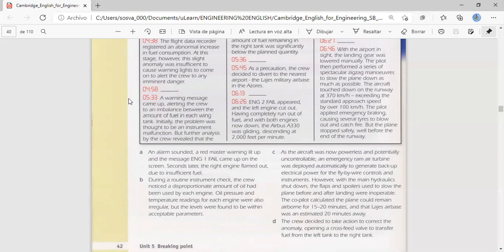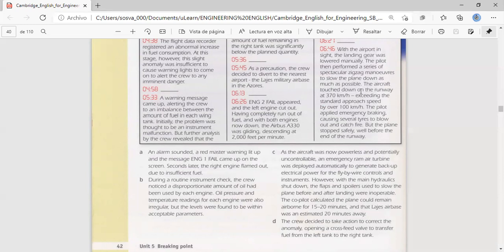Then, some 13 minutes later at 6:26 a.m., "engine 2 fail" appeared and the left engine cut out. Having completely run out of fuel, with both engines now down, the Airbus A330 was gliding, descending at 2,000 feet per minute. What happened 1 minute later?